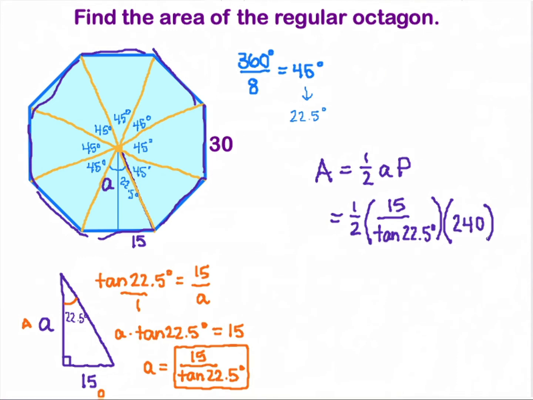Now we get to type all of that in at once. You should probably try this. 1/2 times 15 divided by tangent 22.5 times 240, all in one line of your calculator. Now it's okay to round because this is our final answer. 4,345.58 square units.